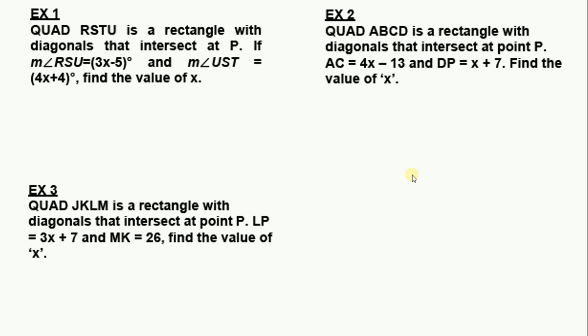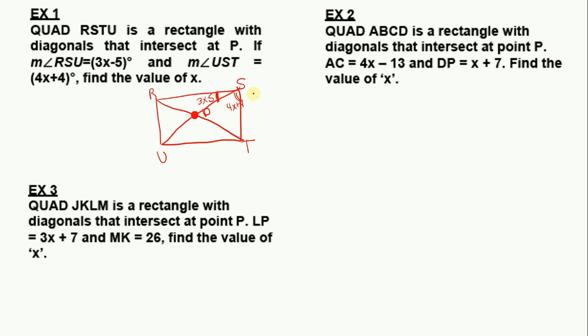Example 1: quadrilateral RSTU is a rectangle with diagonals that intersect at P. So let's go ahead and draw that in here. I have RSTU, and they have diagonals that intersect at a point called P. If the measure of angle RSU, this angle right here, is 3x minus 5, and UST, right here, is 4x plus 4, I need to find the value of x.